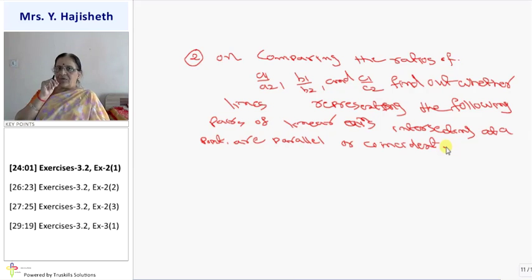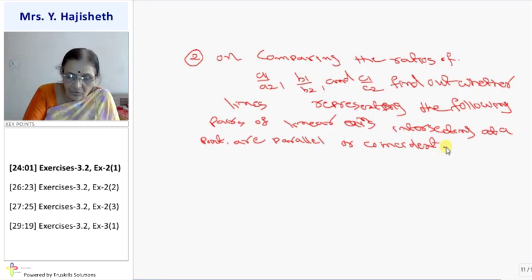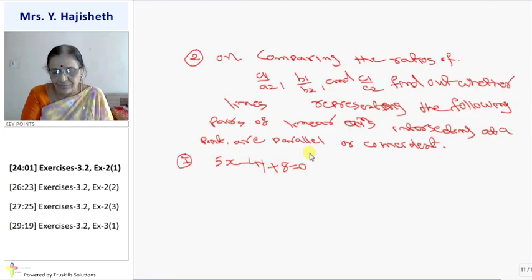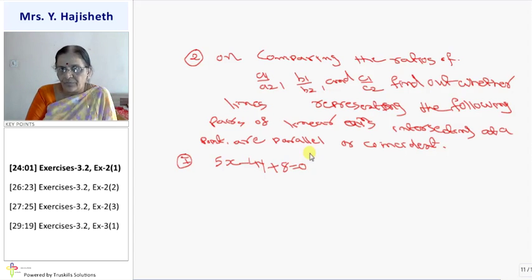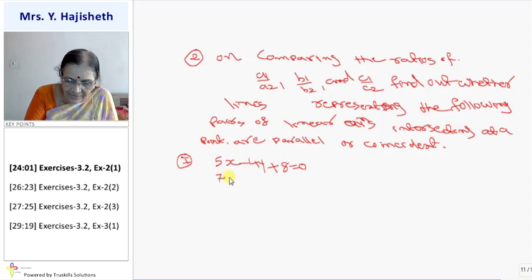Do you understand what the question is? On comparing the ratios of A1 by A2, B1 by B2 and C1 by C2, find out whether the lines representing the following pairs of linear equations are intersecting at a point, parallel or coincident. Now see, the first pair of equations is given as 5x. You need not solve it geometrically. Only you have to say, without drawing the graph, just by taking help of ratios of the coefficients, are they intersecting at a point, are they parallel, or are they coincident? Another equation is 7x plus 6y minus 9 is 0.